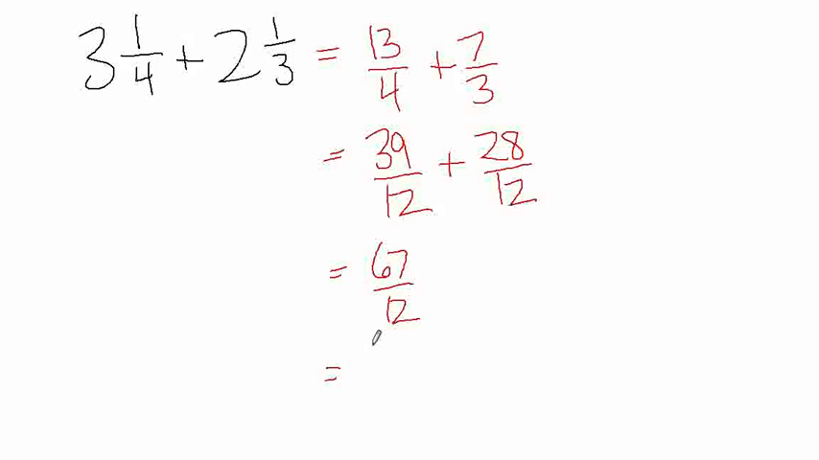And then I'm going to find the mixed fraction answer by dividing 67 by 12, and I'm going to get 5 with a remainder of 7. So the answer is 5 7/12. All right. Now let's have you try a subtraction problem by converting to improper fractions. So would you please pause the video and try to solve this problem. 4 5/8 minus 2 1/16.